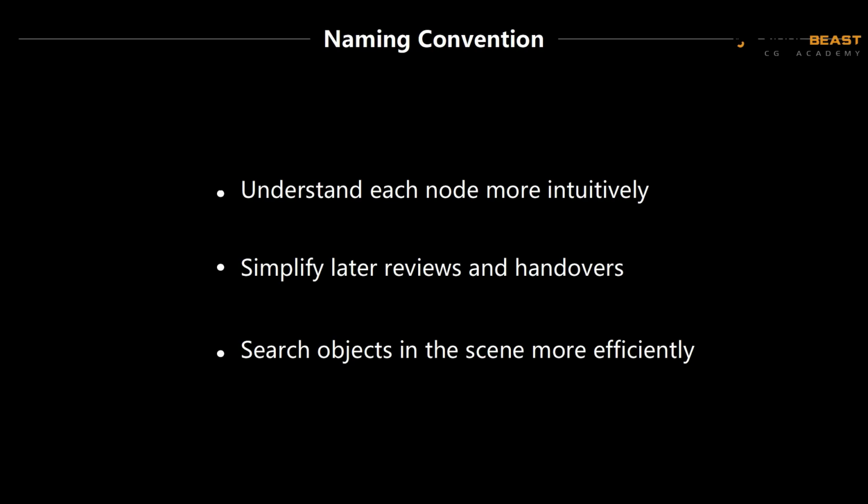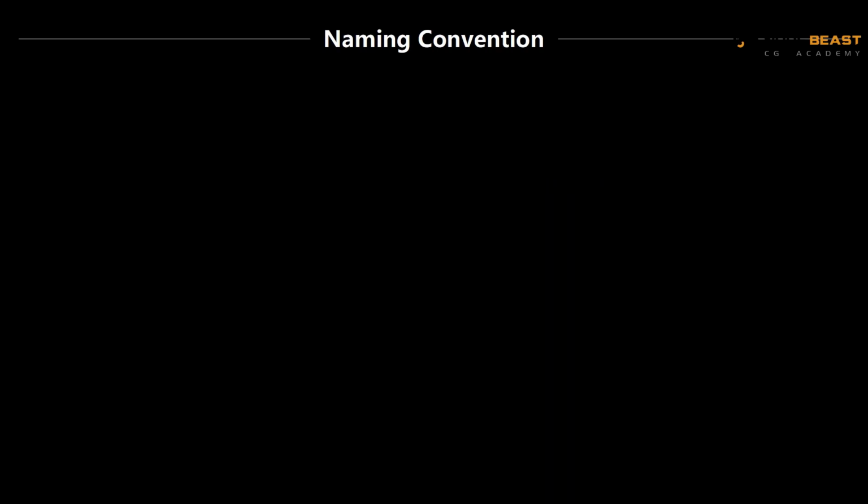Also, once we have a consistent naming convention, it becomes much easier to search objects in a scene. And even later, when we start writing our own tools or scripts, having a solid naming convention makes everything smoother. So for every node created in Maya, even if it's just for a quick test, and we only make 1 or 2 nodes, we should still follow the proper naming convention. That way, we build good habits from the very start.